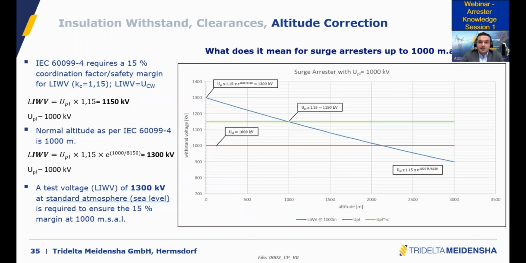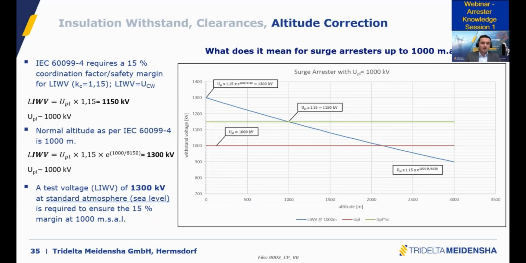So what does it mean for a surge arrester up to 1,000 meters? You can see here an example of calculation for a surge arrester with a protection level of 1,000 kV. So we are talking about lightning impulse withstand voltage. This is a typical residual voltage for a 550 kV system. Similar example as we had before for the clearances. So you can see the calculation.